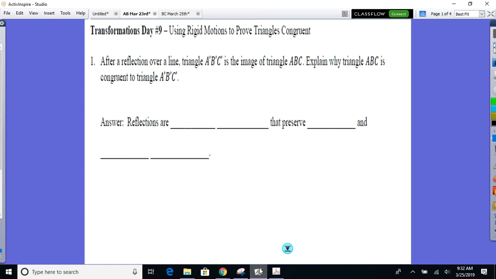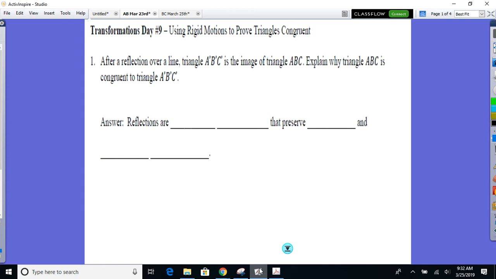Here are the three transformations we've covered so far. Translation, rotation, reflection. Do they ever change the size of a figure? No. So the original and the image are always what to each other? Congruent to each other. And that's what you're going to do today. You're going to tell me, why are they congruent? You're going to say, well, because you rotated. That's why they're congruent. Because you translated. That's why they're congruent. All right? So that's what we're going to show.